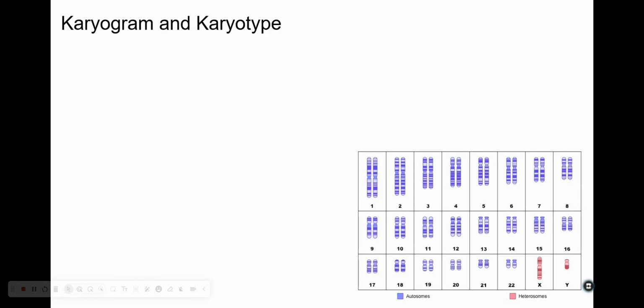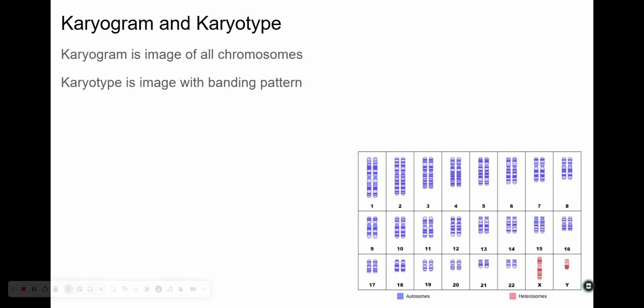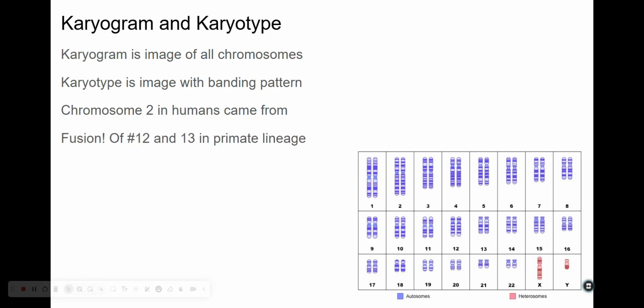Now, there's also karyotypes shown in the bottom right. So a karyogram is the image, whereas the karyotype is the image with the banding pattern and the specific locations of the genes, so that it's a more detailed investigation. Remember, we should be able to decide where chromosome 2 came from in humans. It's a fusion event of 12 and 13 in the primate lineage. So numbers 12 and 13 fuse together to form chromosome 2. That's why they have 48 chromosomes and we have 46.